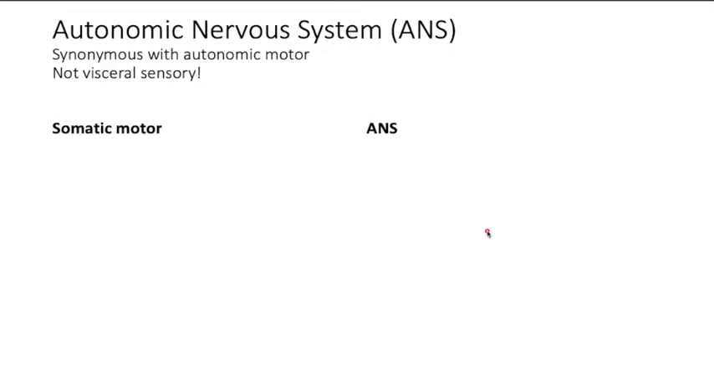Okay, so the autonomic nervous system. It is synonymous with autonomic motor system. Synonymous meaning it means the same thing. So autonomic nervous system means the same thing as autonomic motor. So motor meaning this is not sensory information that is carried in this system at all. It's going from central nervous system down and out to the body.